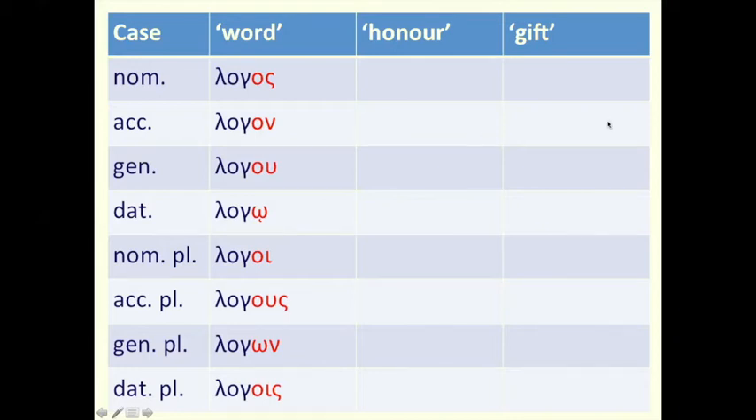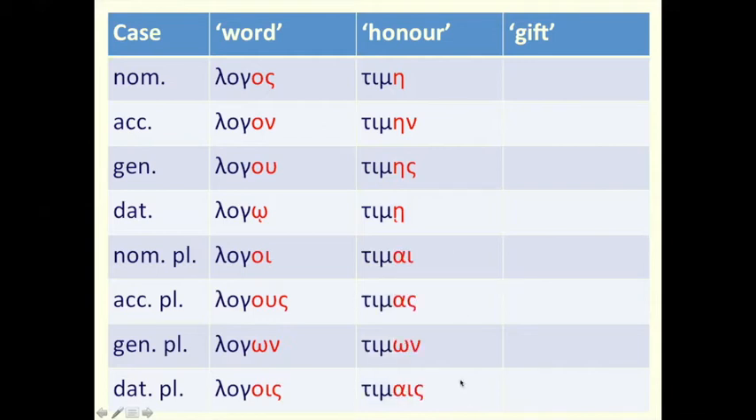Those of you who are really paying attention will notice I've left out the vocative because I want to keep things neat and simple. With honor, it starts off by going time and continues as follows: time, times, timei, timai, timas, timon, timas. And this is the other very common pattern that you've probably studied in Greek so far.